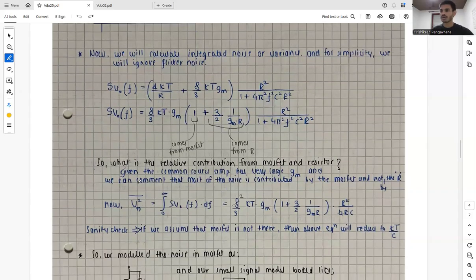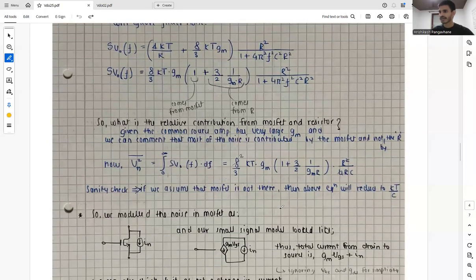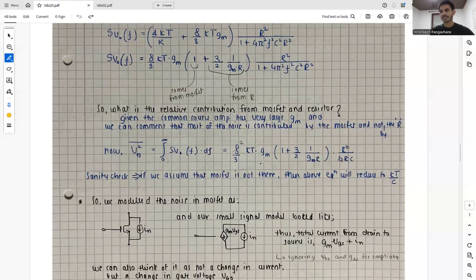Now the root mean square variance is given by the integration from 0 to infinity of our spectral density, and the integration from 0 to infinity gives us this kind of value. After cancelling a few terms, we can do a sanity check by assuming that the MOSFET is not there. So all the terms due to the MOSFET cancel out, and the above equation breaks down to kT by C, and that's how we do the sanity check.